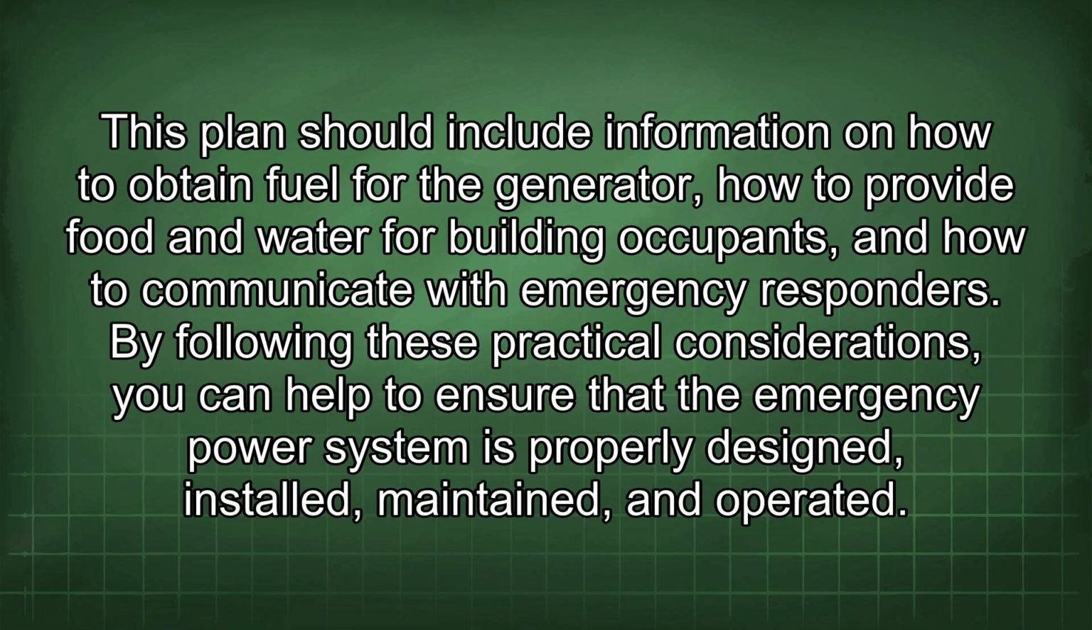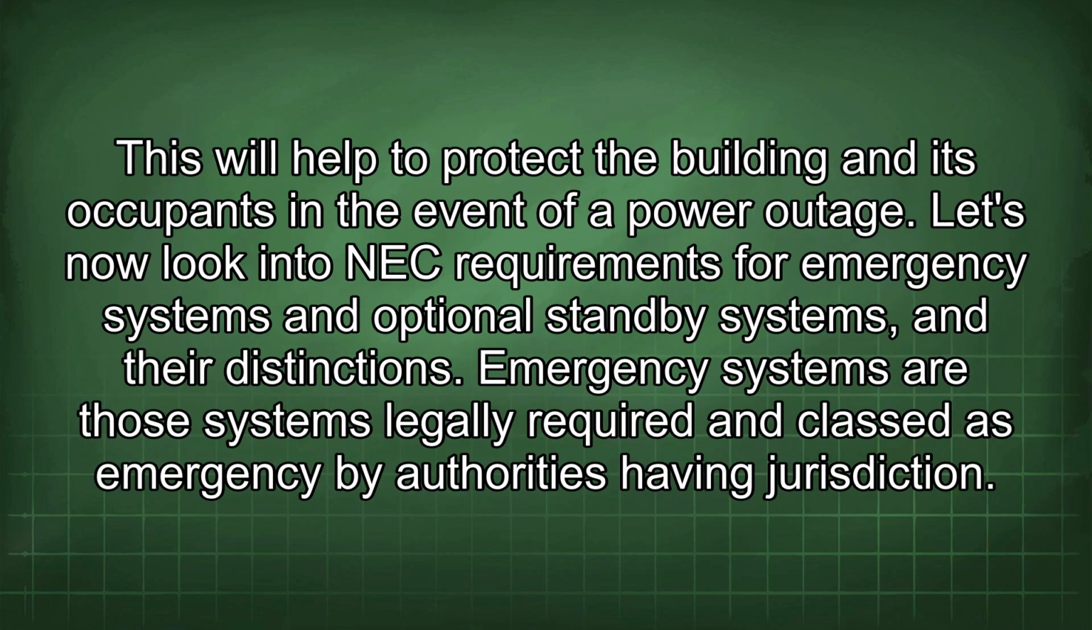Tenthly, have a plan in place for dealing with extended power outages. This plan should include information on how to obtain fuel for the generator, how to provide food and water for building occupants, and how to communicate with emergency responders. By following these practical considerations, you can help to ensure that the emergency power system is properly designed, installed, maintained, and operated. This will help to protect the building and its occupants in the event of a power outage.